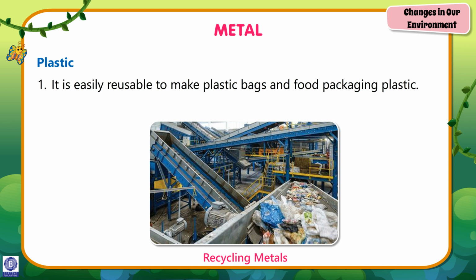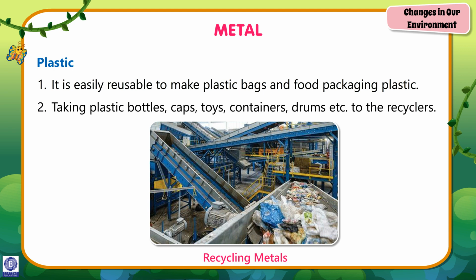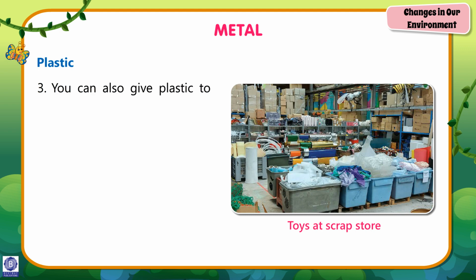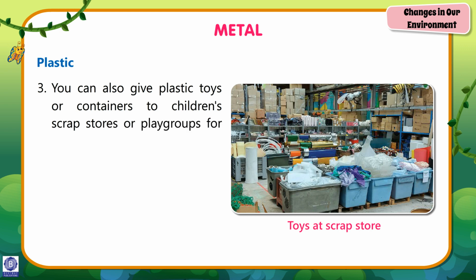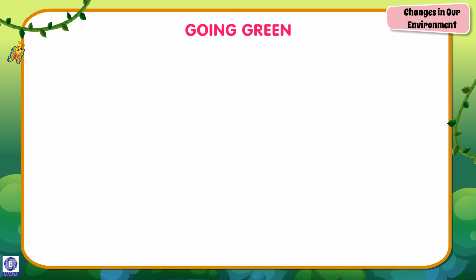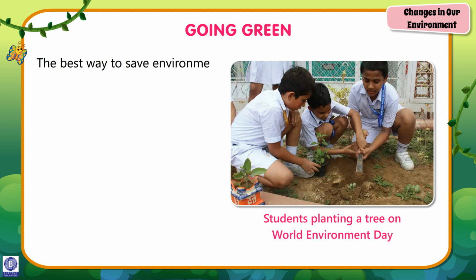Plastic. Number 1, it is easily reusable to make plastic bags and food packaging plastic. Number 2, take plastic bottles, caps, toys, containers, drums, etc. to the recyclers. Number 3, you can also give plastic toys or containers to children's scrap stores or play groups for reuse. Number 4, you can use plastic containers and bags again or reuse them as yogurt pots to grow seeds.